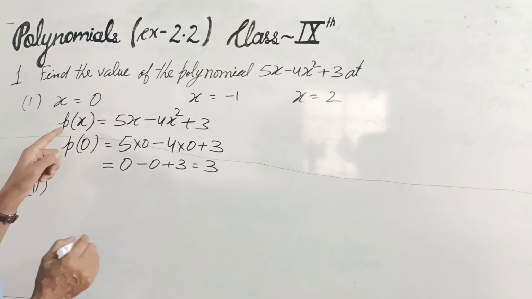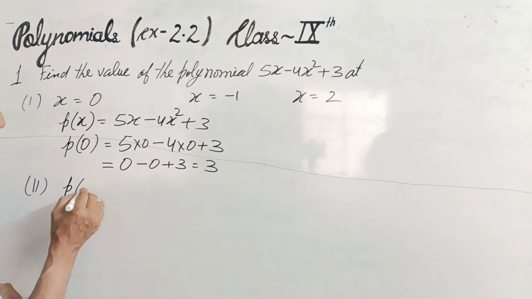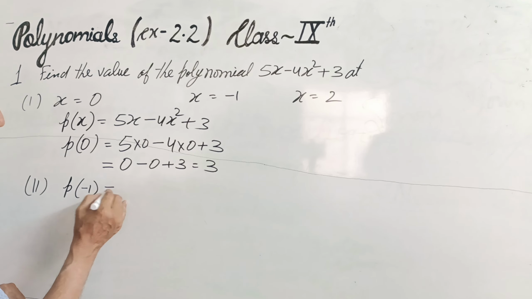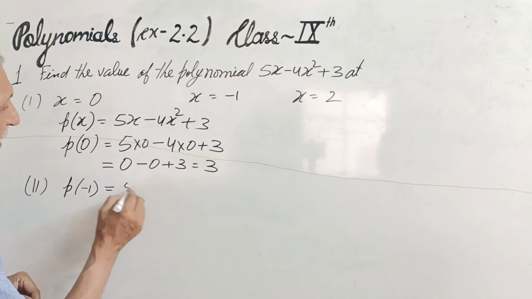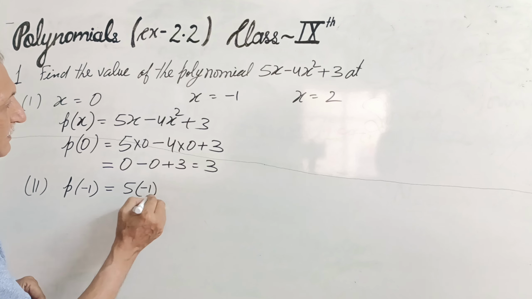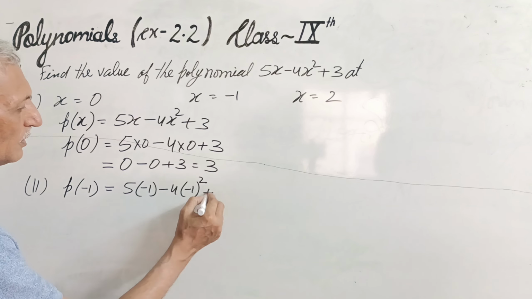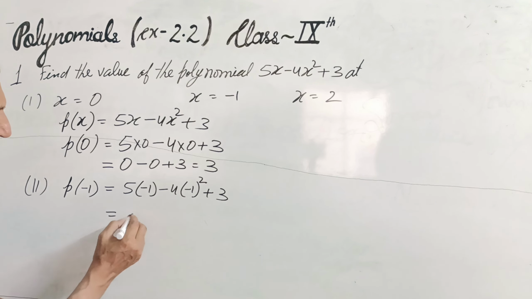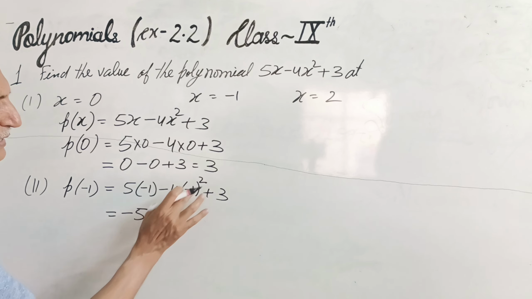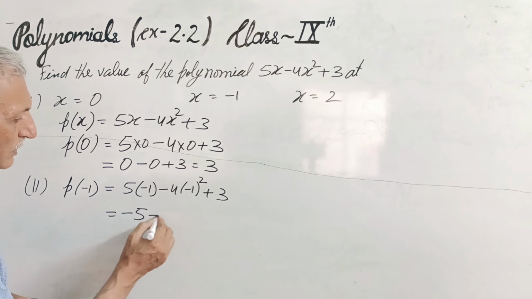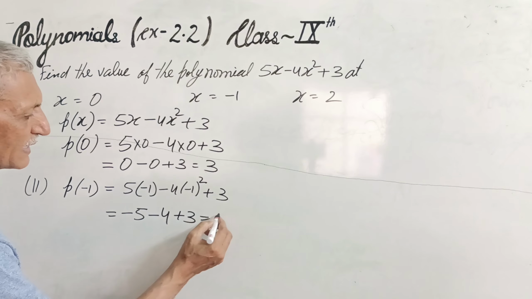Again, this is the given polynomial. Let's solve it for x is equal to minus 1. So when you put minus 1 instead of x, you get 5 into minus 1 minus 4 into minus 1 raised to the power 2 plus 3. That will give you minus 5, and the square of minus 1 will give you 1, and therefore this will give you minus 4 plus 3. This gives you minus 6.